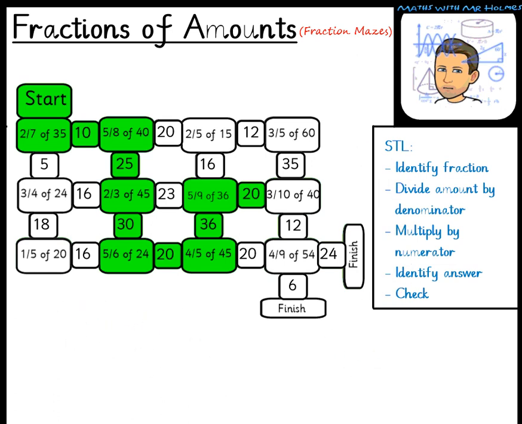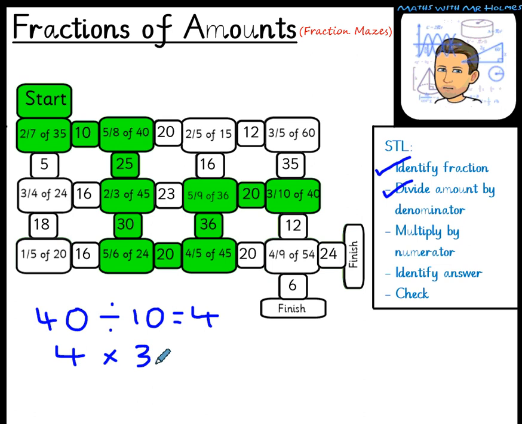So, on to our next question, almost at the finish line. 3/10 of 40. 3/10 is our fraction. 40 is our whole amount that we're sharing. And we need to divide it by 10, our denominator. And I know that 40 divided by 10 is 4, because I know 4 tens equals 40. And then I need to multiply this amount by my numerator, which is 3. 4 times 3, that gives me 12.